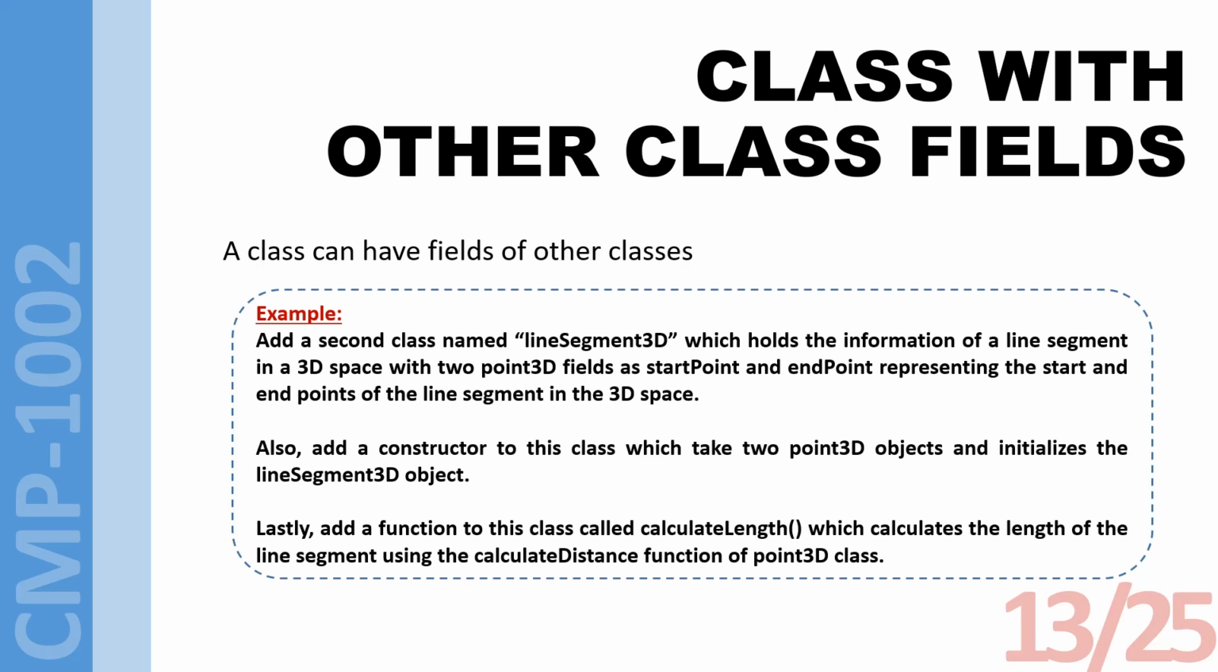Also, we would like to have a constructor for this class, which takes two point3d objects and initializes the line segment 3D object. And finally, we would like to add a function to this class called calculate length, which is going to calculate the length of the line segment. Since we have the calculate distance function of the point3d class, and a line segment is defined over two point3d objects, we can simply call calculate distance on one of them and give the other one as a parameter, and then voila, we can calculate the length of this line segment.